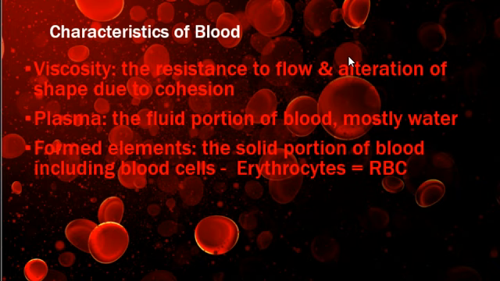Red blood cells. Also known as erythrocytes. So we have the plasma, which is the liquid portion of the blood. The formed elements are the solid portion of the blood. WBC stands for white blood cell, and also known as leukocytes. Eryth means red, and leuko means white.